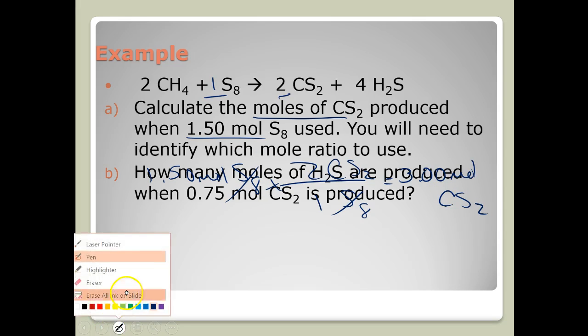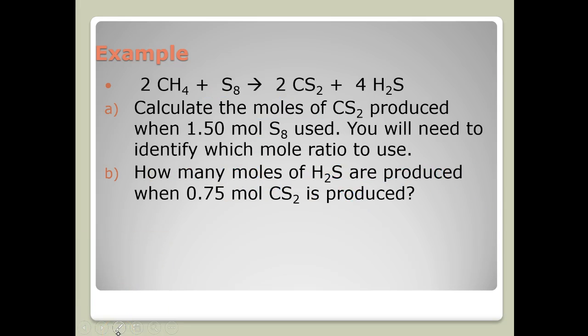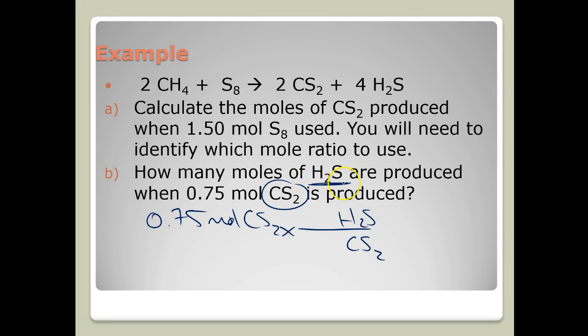Okay, I'm going to erase the ink again. Okay, go ahead and see if you can do this one. 0.75 moles of CS2. CS2 on the bottom, H2S on top. Again, I'm starting with this, and I want to solve for that. CS2 cancels out. It's got a coefficient of 2. H2S has a coefficient of 4. And you end up with 1.5 moles of H2S. Okay, and that's how you use mole ratios.